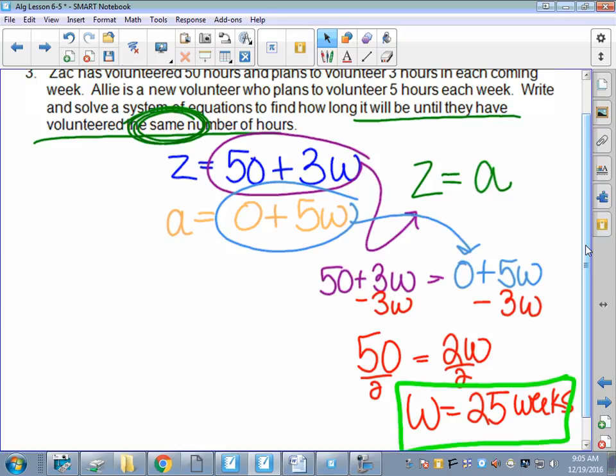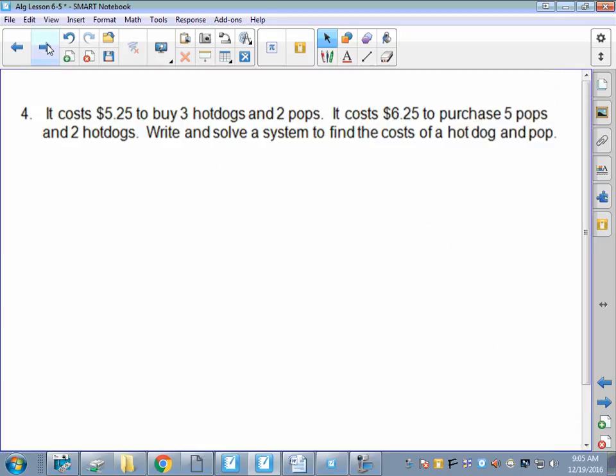So that one was a substitution, but kind of a different one. So let's do a different one. Let's talk about hot dogs and pops. It costs $5.25 to buy 3 hot dogs and 2 pops. It costs $6.25 to purchase 5 pops and 2 hot dogs. Write and solve a system to find the costs of hot dogs and pops.